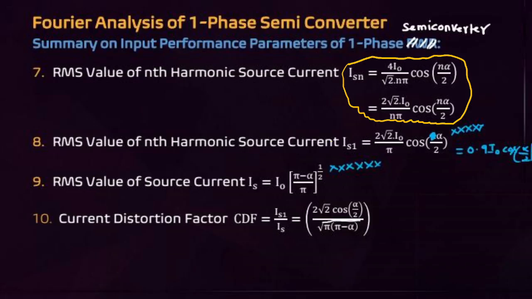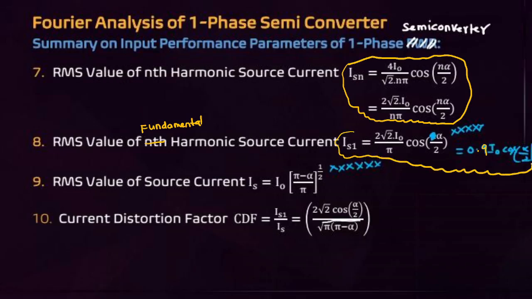Fundamental means replace n equal to 1. What is the RMS value of the fundamental source current? RMS value of the fundamental, not the nth harmonic. The fundamental harmonic current is equal to 2 root 2 by pi into I0 into cos alpha by 2. That is equal to 0.9 I0. This is 0.9 I0 into cos alpha by 2.